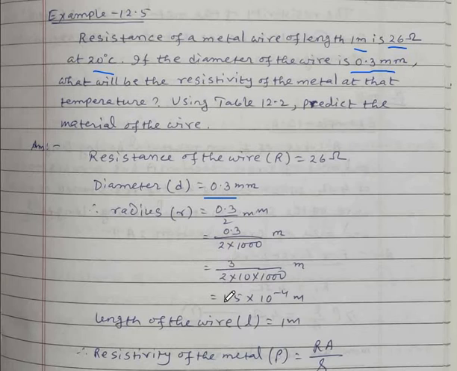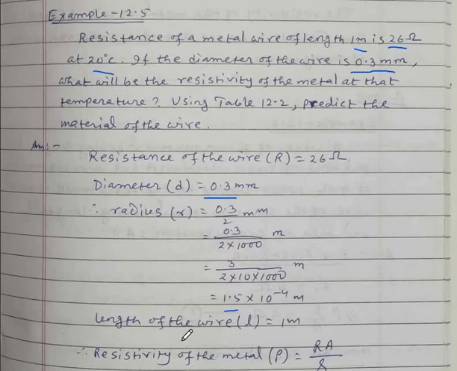3 by 2 you can make the decimal 1.5, and here the total is 10,000, that is 10 to the power 4. If it goes up, it will be negative power. So you can get this result here: radius 1.5 into 10 to the power minus 4 meter. Length of the wire is given 1 meter, that is L.